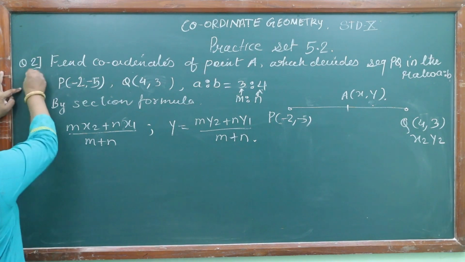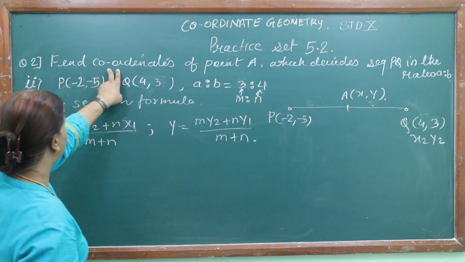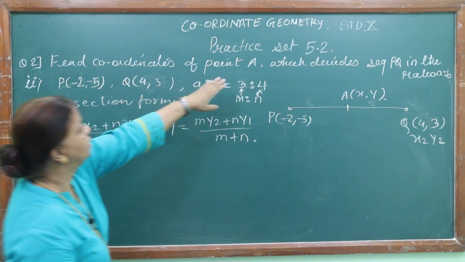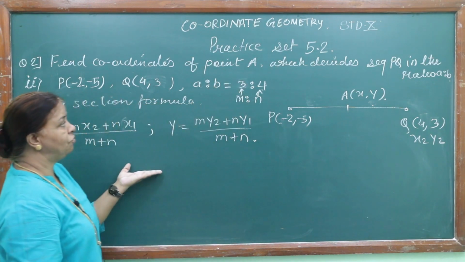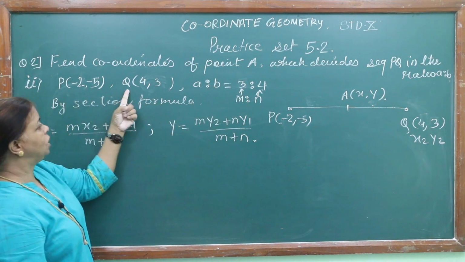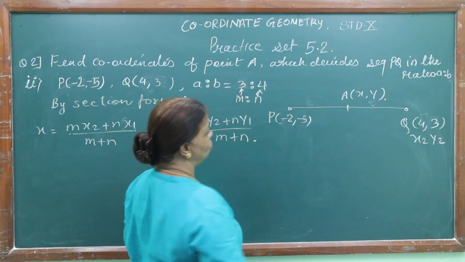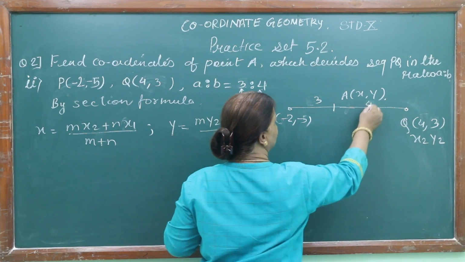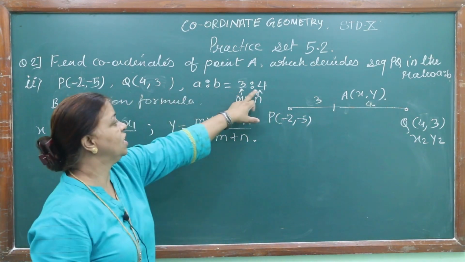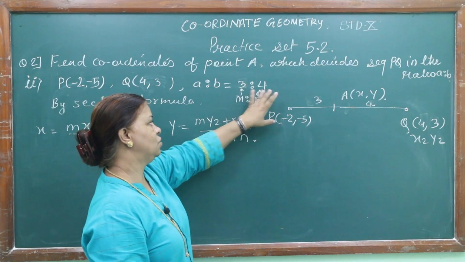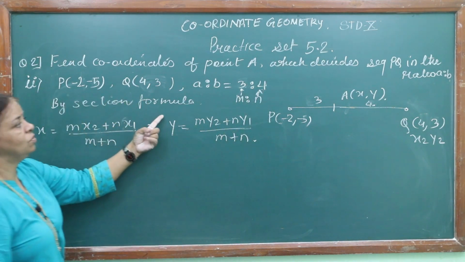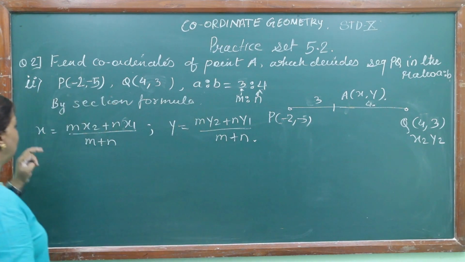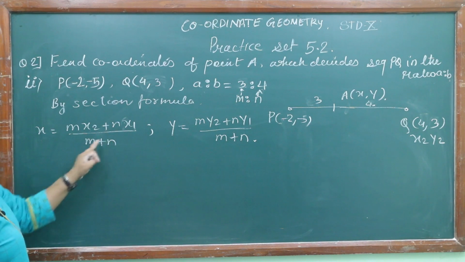Sub question 2 of question number 2 from exercise 5.2. We want to find the coordinate of point A as we did before, which divides the line segment PQ in the ratio 3:4. So this ratio is 3 and this ratio is 4. So A is to B is given 3:4, where m is to n is 3:4. So by section formula, when the line segment is divided into any given ratio, we have to use section formula. So x is equal to mx2 plus nx1 upon m plus n.